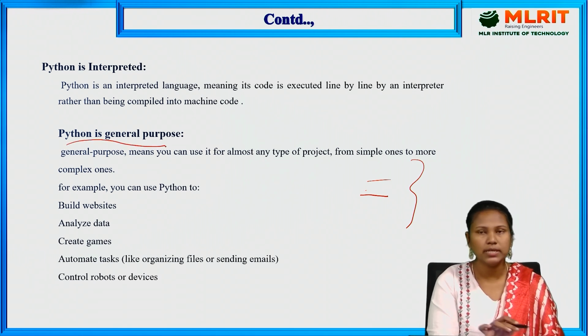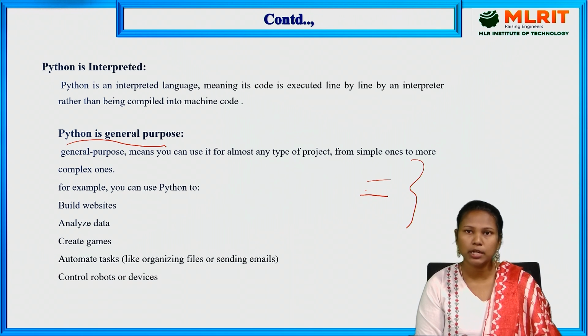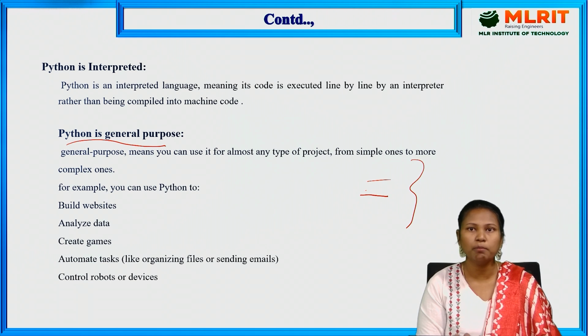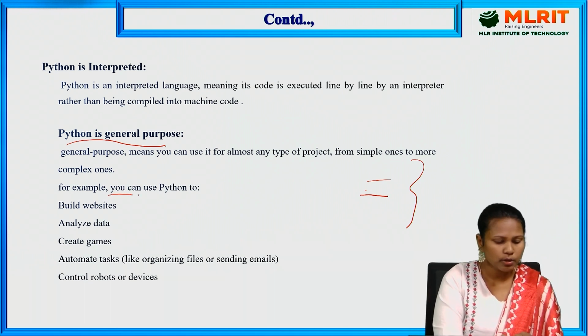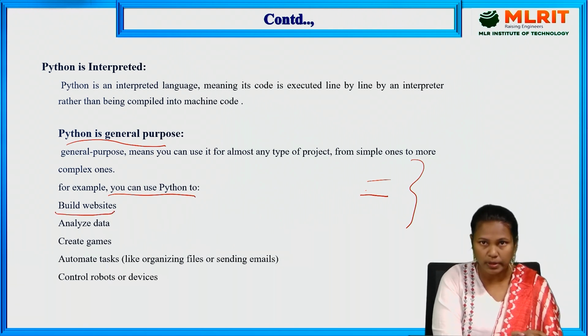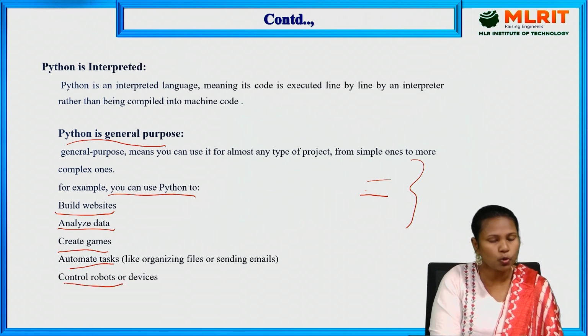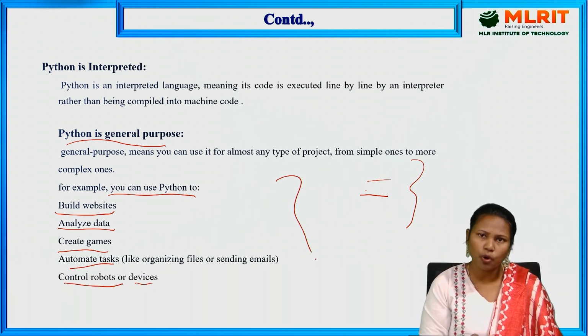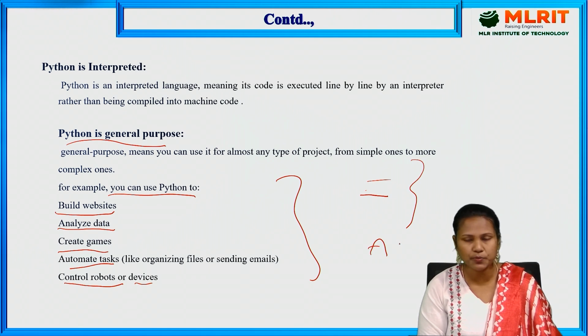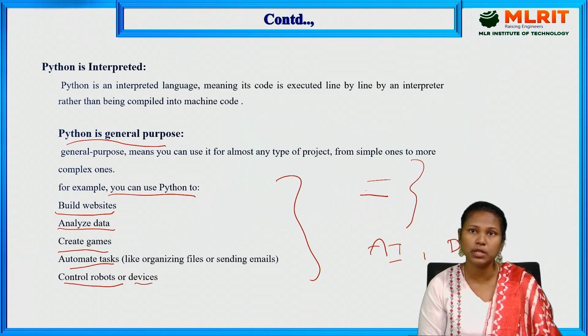Next one, Python is a general purpose programming language. General purpose means it is not designed for a single task. It is used for multiple tasks. It can do almost anything. For example, with the help of Python, we can build websites, analyze data, create games, automate tasks, control robots or devices. So it performs all the operations. In artificial intelligence, we are using Python. In data science, we are using Python. In robots, we are using Python. Everywhere we are using Python. So this is the definition of Python.